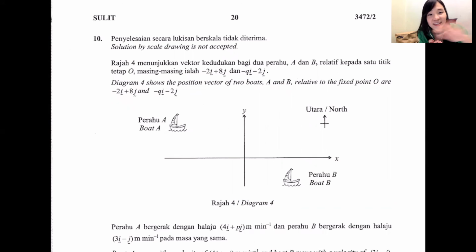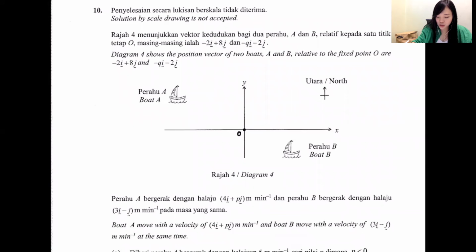Okay, can lah. Question 10, okay? Diagram 4. This diagram 4 shows the position vector of two boats. So guys, I got boat A and boat B relative to a fixed point O. So this boat A, boat B is based on the point O. Quite normal. Negative 2i plus 8j. Okay, guys, I saw the 8j. You guys know lah. This one should be Form 4, Chapter 8, isn't it? Vector. So guys, they say the A is negative 2i plus 8j. And then they say the B is negative qi minus 2j.